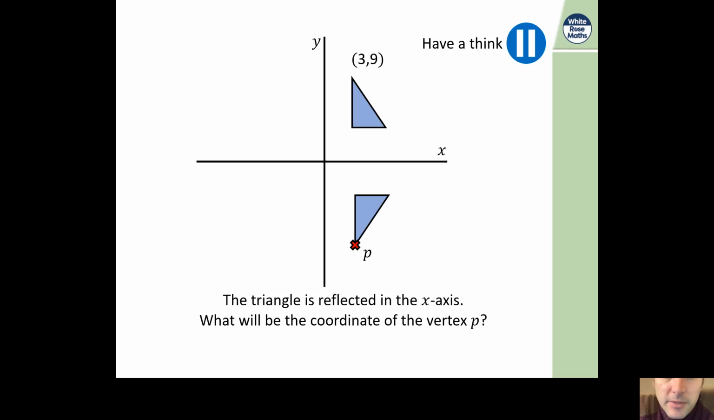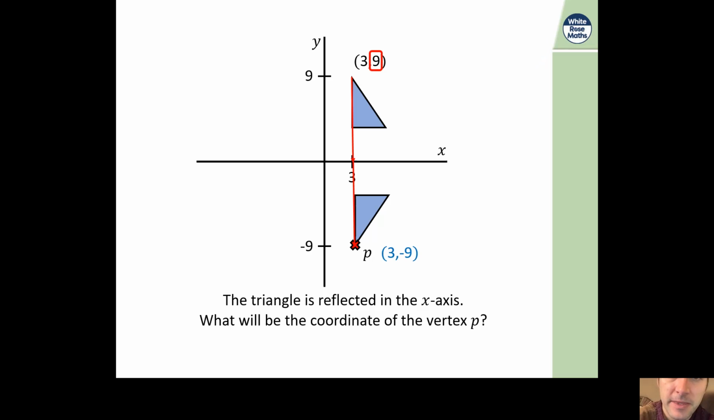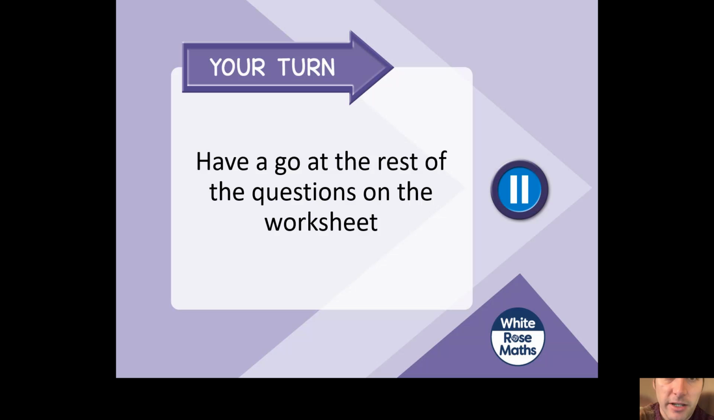Now the triangle being reflected in the x-axis, what will the coordinate point of P be now? So think about that gap to that x-axis. What will the coordinate point of P be now? So you can see that originally the coordinate point of P was 3 along the x-axis and 9 at the y-axis, and therefore to reflect in the x-axis, we'll go beneath the x-axis, so into a negative value for the y value, and therefore we end up with 3, -9.